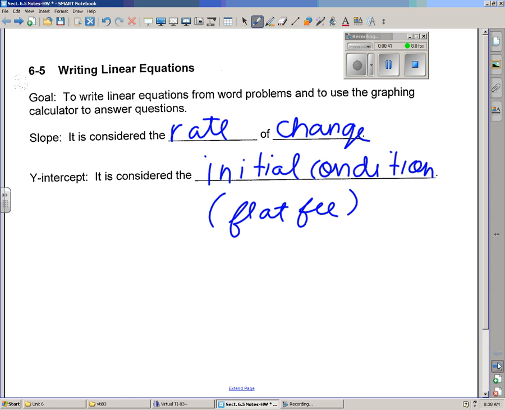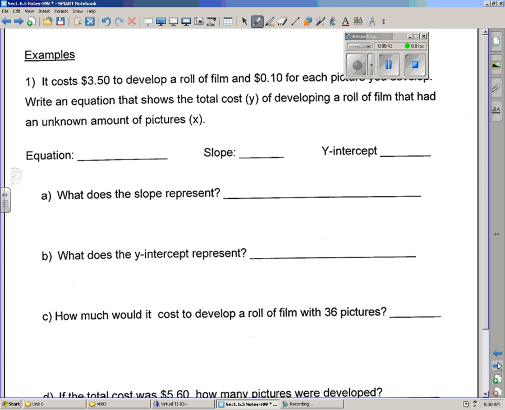So here's an example. If it costs $3.50 to develop a roll of film and 10 cents for each picture that you develop, write an equation that shows the total cost, which is y, of developing a roll of film that has an unknown amount of pictures, which is x. So the equation is going to be total cost y equals 10 cents x, the number of pictures, plus $3.50. So what's happening here is your slope is 10 cents. That's how much it costs per picture.